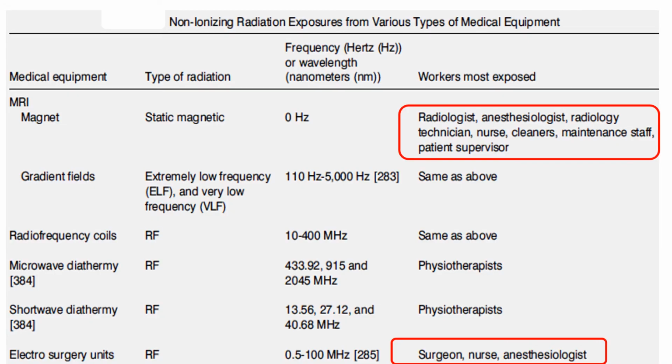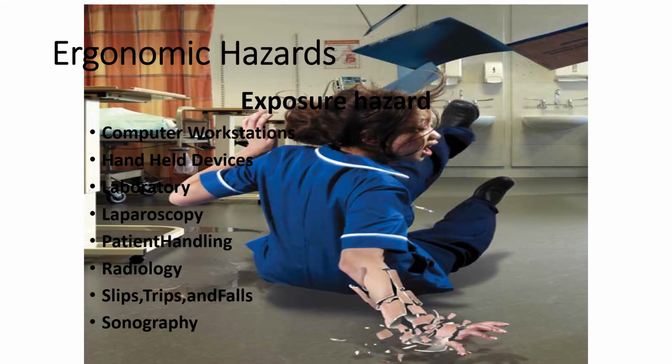These are non-ionizing radiation exposures from various types of medical equipment present in any hospital, and who will be exposed to it. The equipments are MRI, magnet and gradient fields, radio frequency coils, microwave diathermy, shortwave diathermy, electrosurgery units.